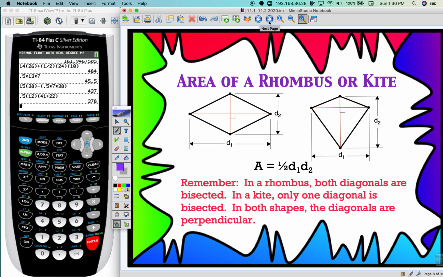All right, and then finally rhombus and kite. Even though these are different shapes, their area formulas are exactly the same, and all you need for these are both diagonals. Now, a couple things to remember. In a rhombus, because it's a parallelogram, remember both diagonals are bisecting each other. So remembering this property from the last chapter might help. In a kite, only one diagonal is being bisected. But again, once you know both diagonal lengths, just multiply them together and then times 1/2 for a rhombus or a kite.